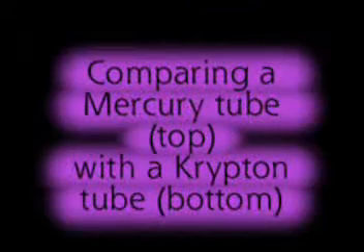Comparing a mercury tube with a krypton tube. Observe that the two spectra have similarities. One obvious difference, however, is that the mercury on top has spectra in the violet region, and krypton's lines on the bottom are in the blue region.